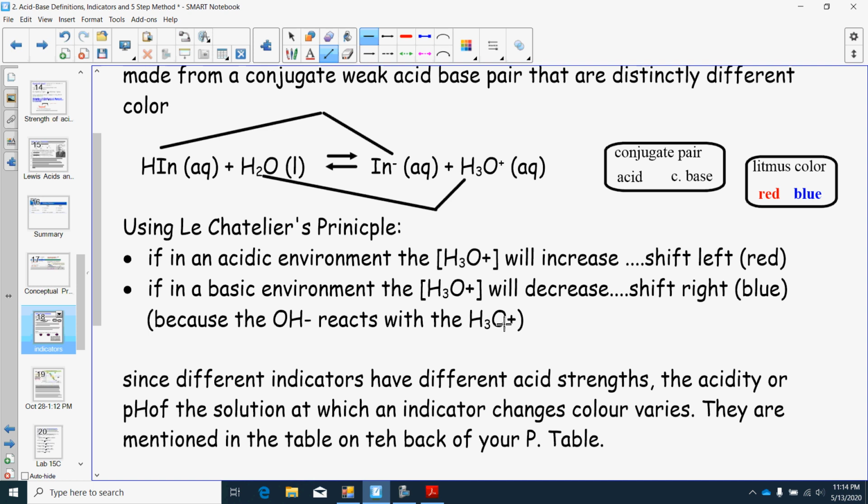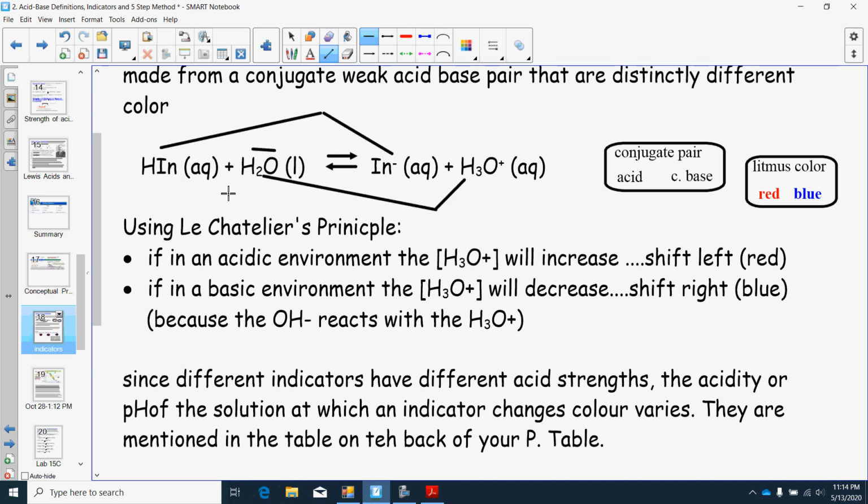But the decrease in H3O positive has an effect on this reaction. When we dump in extra OH negative, we essentially decrease the concentration of H3O positive. Therefore, the fix would be to make more of it. So it has to shift right to make more of this. And when it shifts right, it makes more of the conjugate base as well, and therefore we get our blue color for base. So that's just a neat throwback to Le Chatelier's principle to explain how your indicators work.